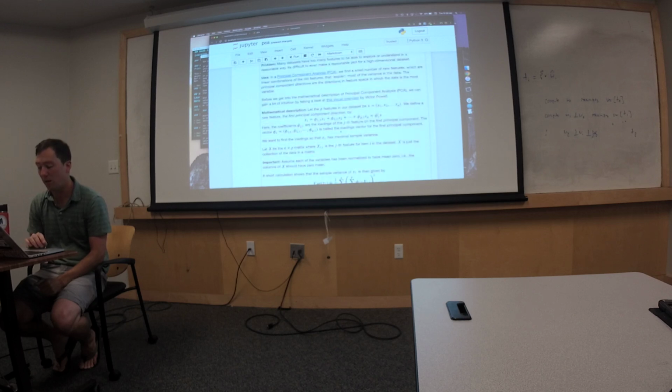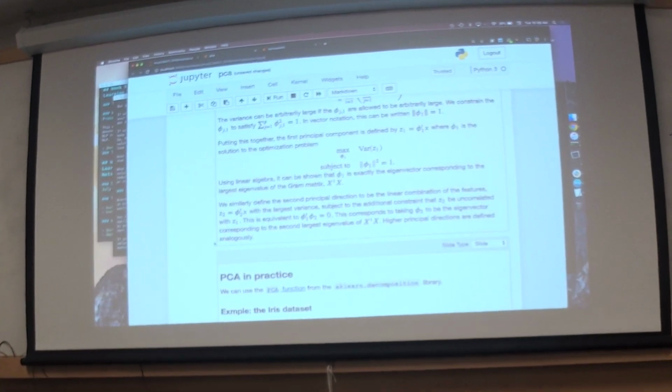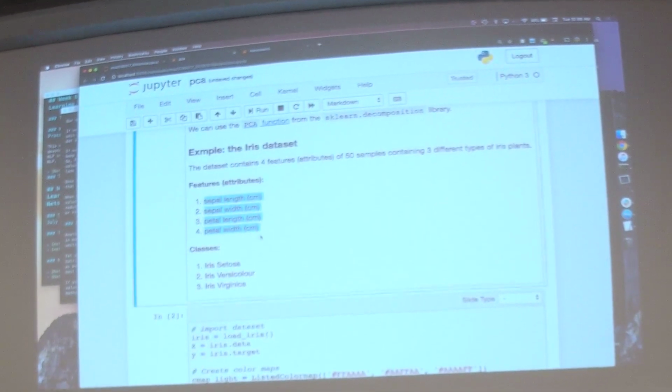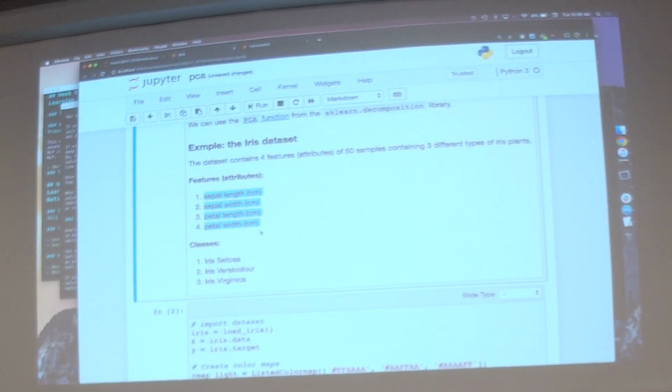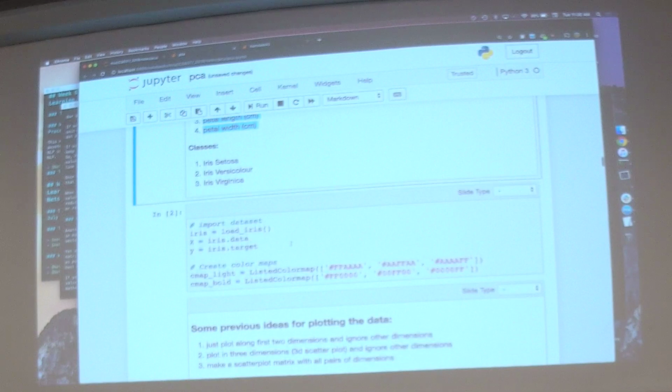So here's some math on PCA. We don't really care about that so much. We're going to look at the IRIS data set. We have these 4 dimensions in our data, and we're going to reduce it down to 2 with PCA. And then we can run our other analyses on the reduced dimension data. We can visualize it, all sorts of nice stuff.